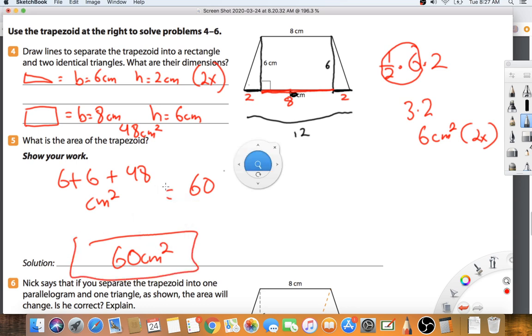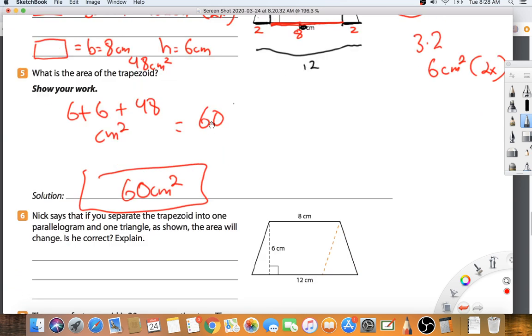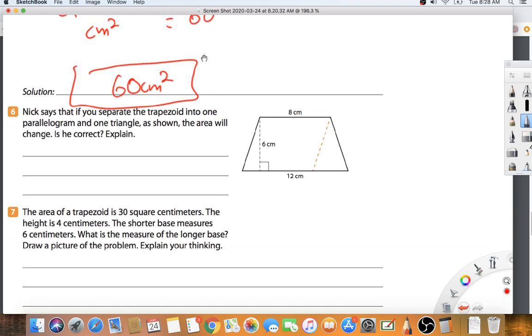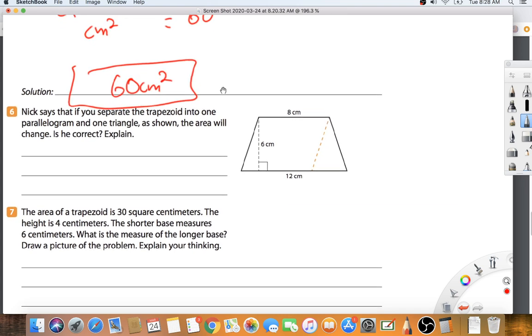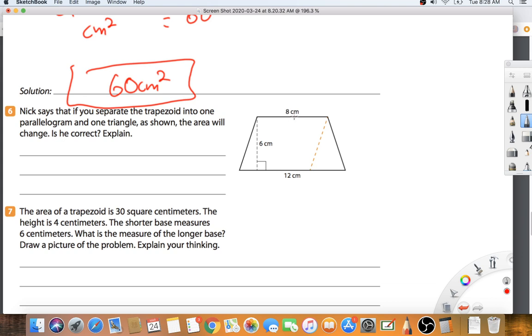Now let's go to the next one. It says number 6. Nick says that if you separate the trapezoid into one parallelogram and one triangle as shown, the area will change. Is he correct? So he's saying if he changes it like this, the area will change. I don't think he'll be correct, but let's find out.